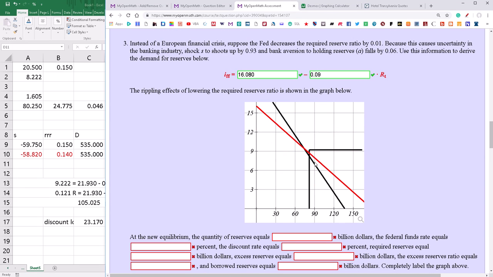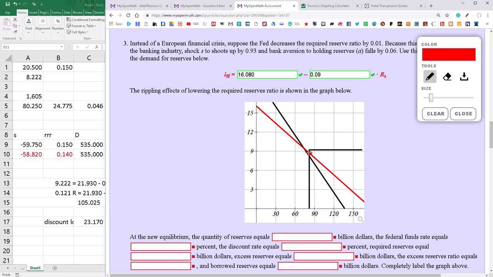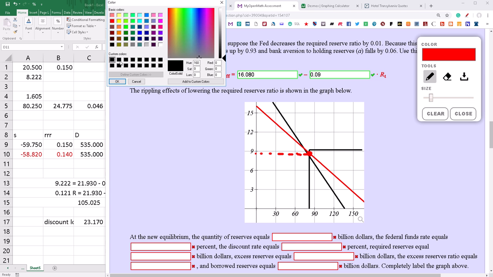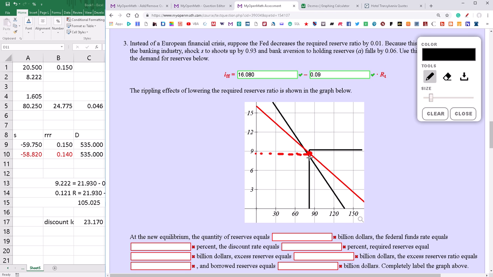Okay. Now, notice the equilibrium is on the vertical section of the supply curve. So this makes finding the quantity of reserves easy. It's just whatever it was initially, right? So we're right here. The equilibrium is right here on the vertical section of the supply curve. And that equilibrium is slightly higher vertically than it was initially, right? So initially it was down here. So we should expect the federal funds rate to be higher on this new demand curve, slightly higher.